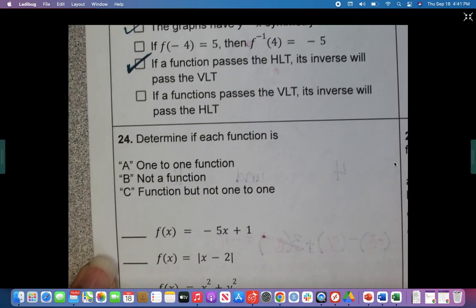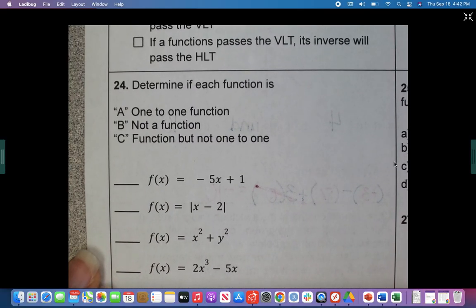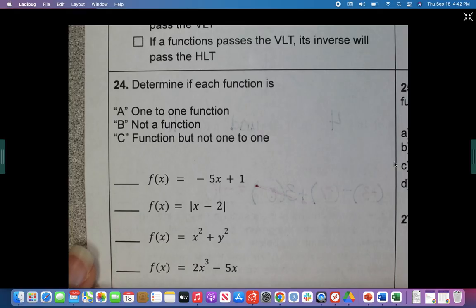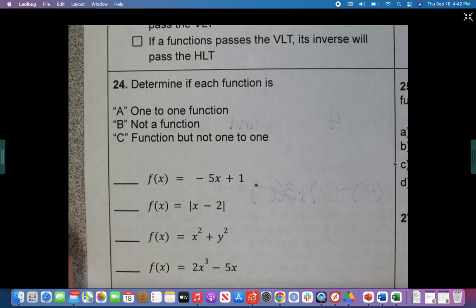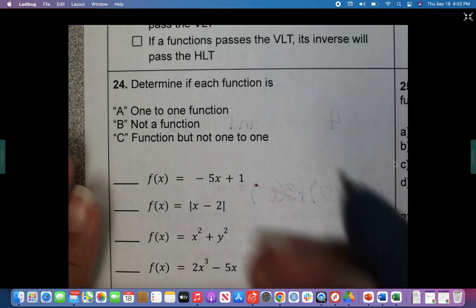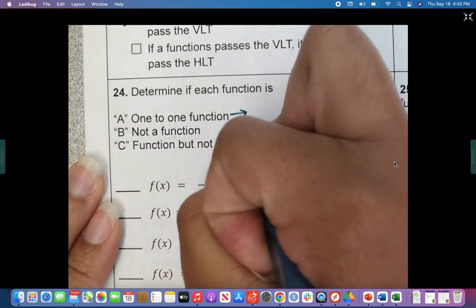All right, 24. Determine if each function is one-to-one, not a function, or a function but not one-to-one. Remember, to be one-to-one, that means that no x's and no y's repeat. So that means it has to pass the vertical line test and the horizontal line test. So this one, it passes both.